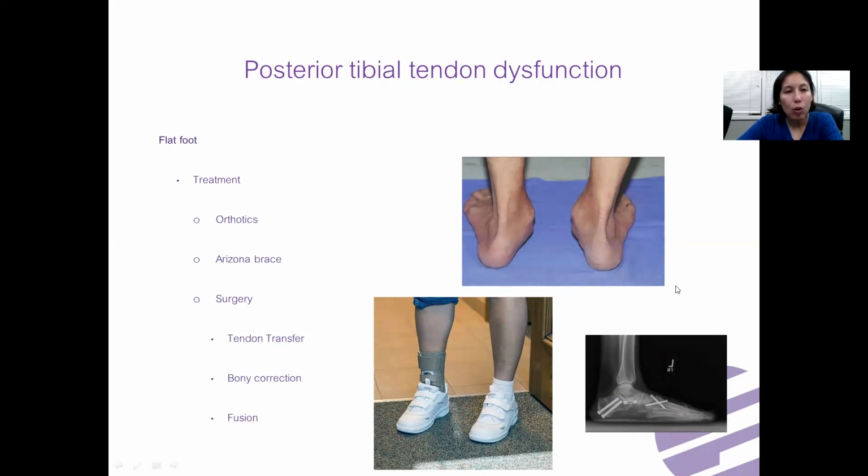Their ankles will roll in. And a lot of times they don't need any surgery. We can treat them simply with orthotics, an Arizona brace again. But if they do fail the conservative treatment, we do go on to treat these surgically. And oftentimes, depending on what the patient's flat foot looks like, we'll have to do tendon transfers, bony corrections, or even fusions of some of the joints in the foot.